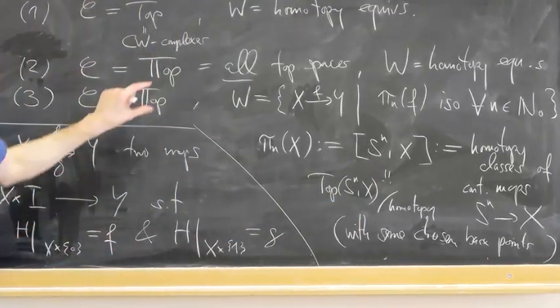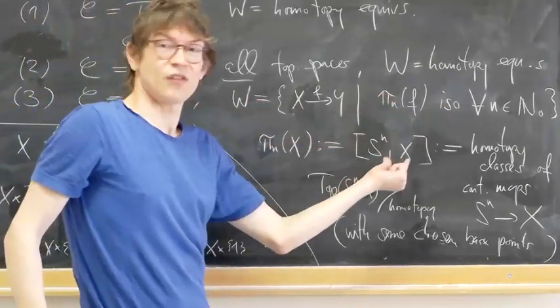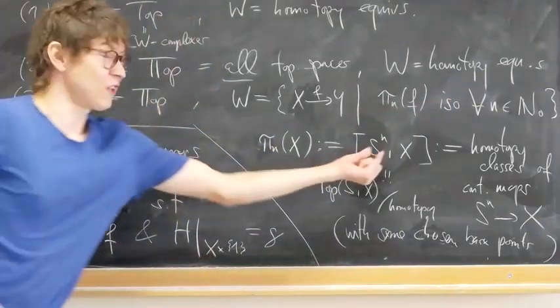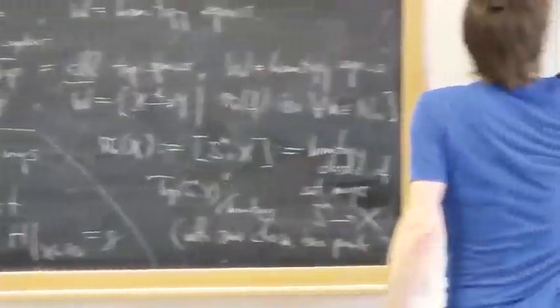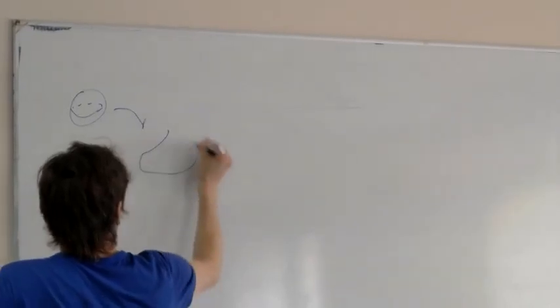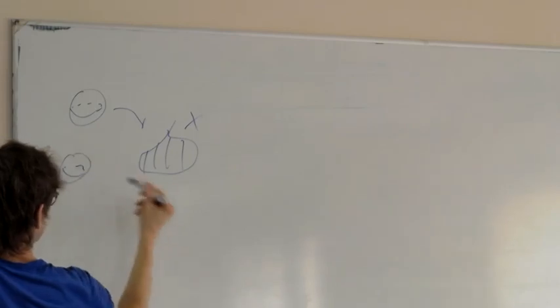And I can say that a continuous map is a weak equivalence if it induces an isomorphism between these homotopy sets for every n. So what's the intuition about this? Why do we put Sn here? Well, these are spheres. If I map them into some space X, then I can look at homotopy classes. If I have several such maps, I get a sort of image of the sphere in X, and I can ask whether I can deform one such sphere to another one.